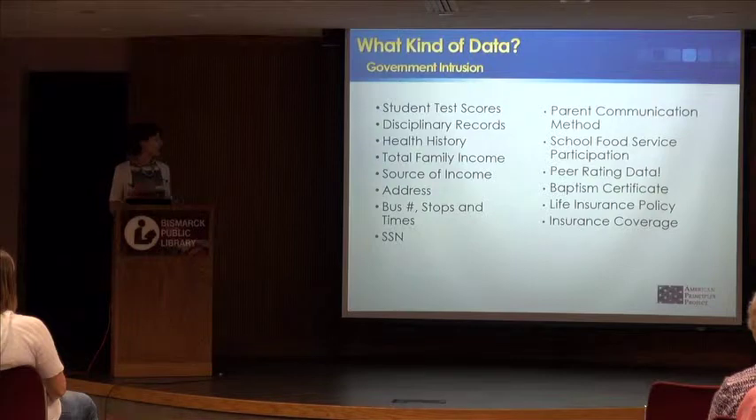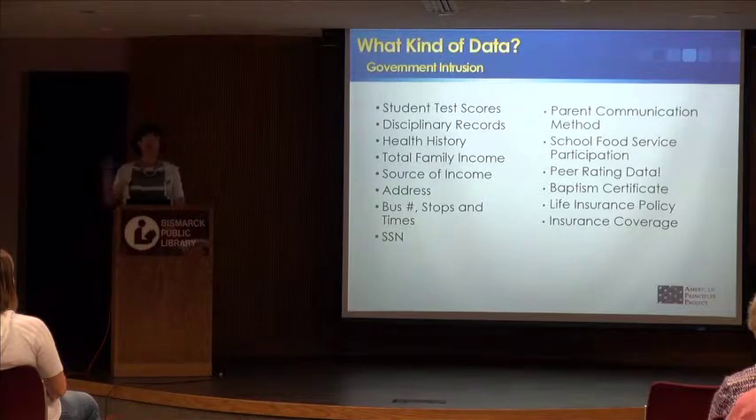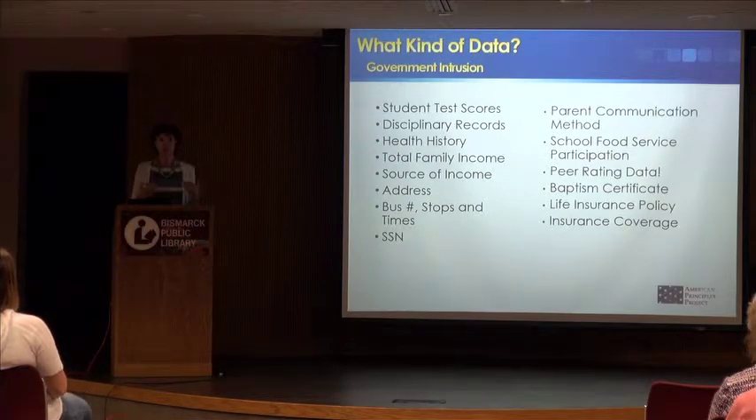Source of family income, bus stop times. Some states collect Social Security numbers. Some states base their entire system on Social Security numbers. Others don't. I don't know what y'all do. Peer rating data, baptism certificate, life insurance policy, voting status. There are just tons of these things that should be there, because the idea is this is a progressive model, and they want to be able to know everything that there is to know about a child, for his own good, of course, because the more you know, the better you can educate him, right? Well, I don't care whether it would help them educate him better. I don't want the government, which is what the school is, knowing any of this about my child.